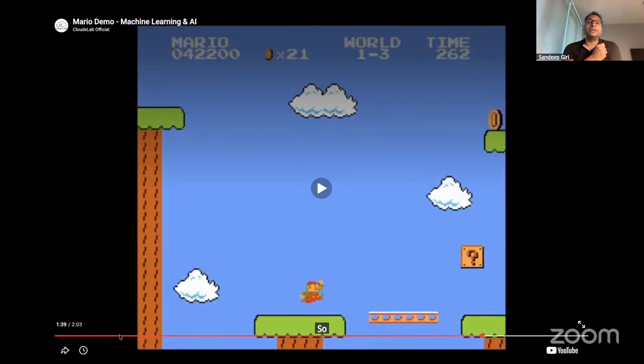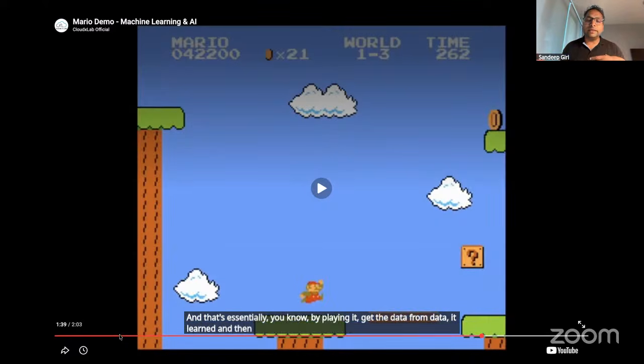Here, what you see is the AI, or you can say the computer program, learned to play Mario by observing and playing by itself. By playing, it gets the data. From the data, it learned, and then again played using that learned strategy, and gathered the data, played again, and kept on becoming better and better.